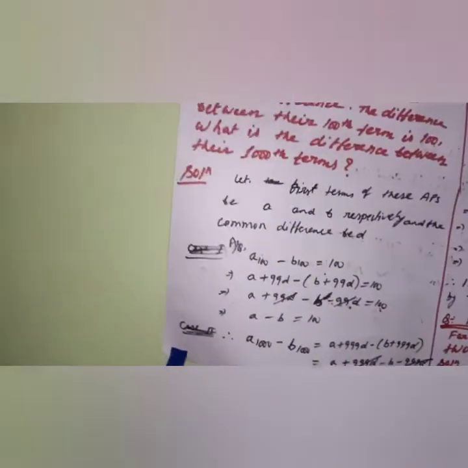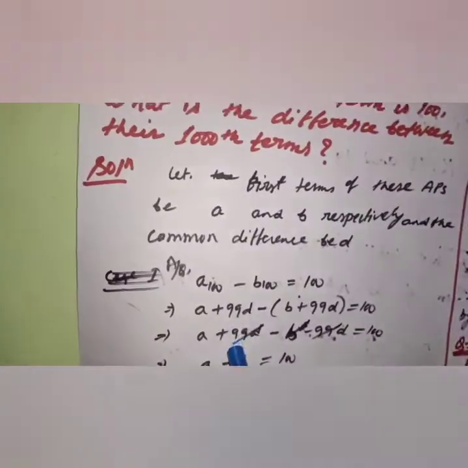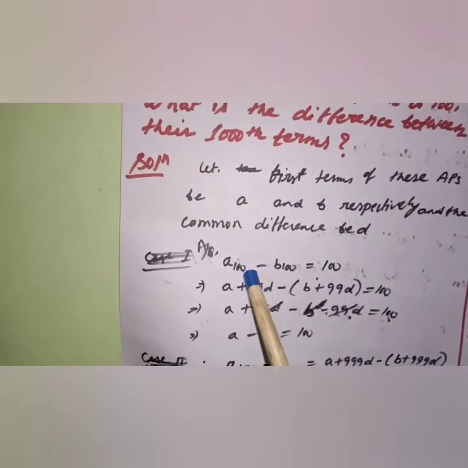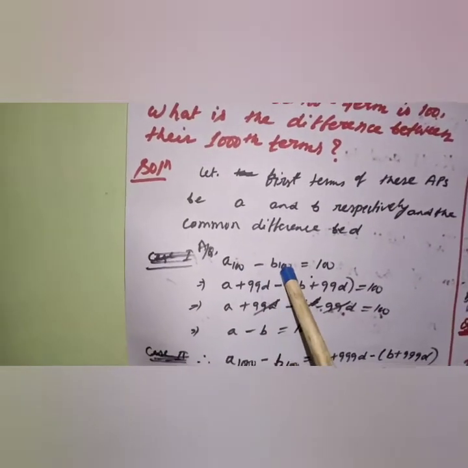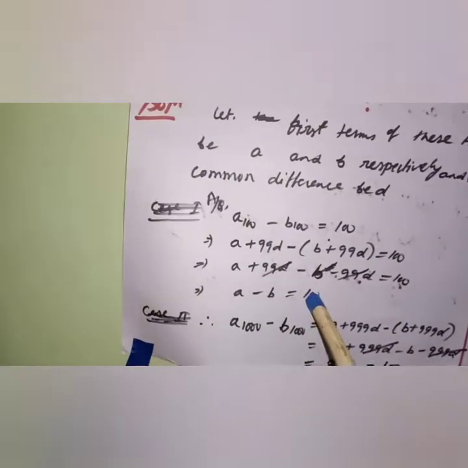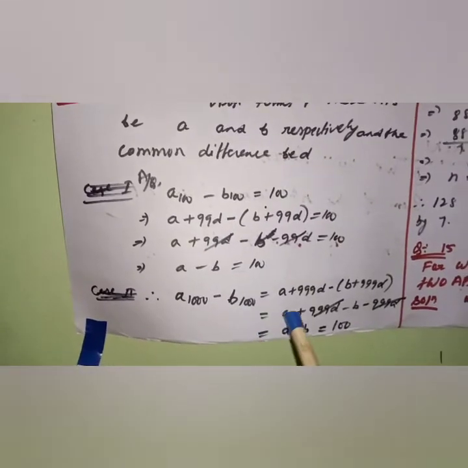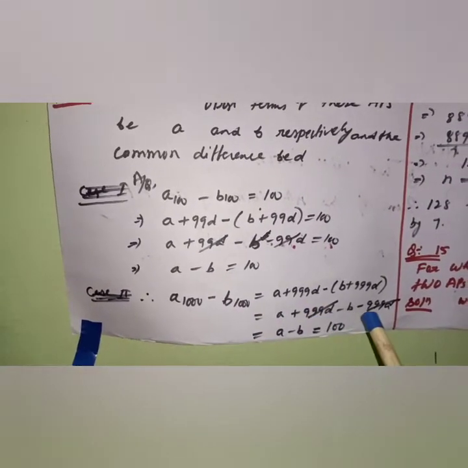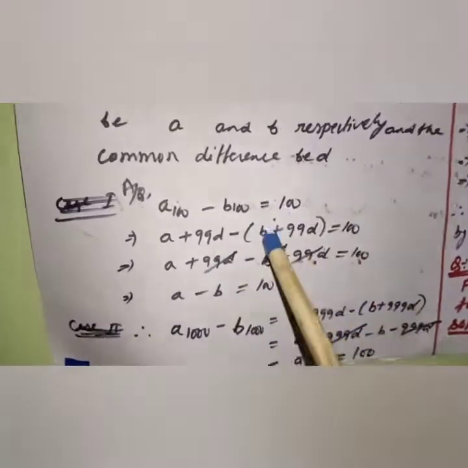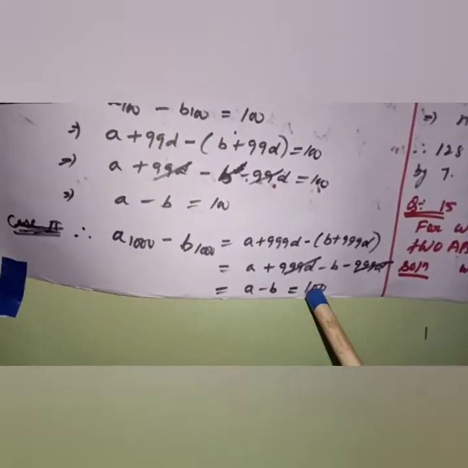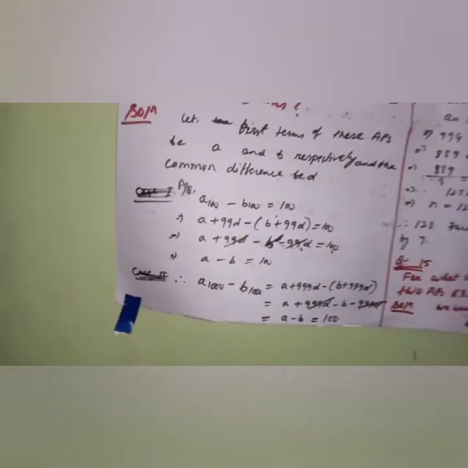This is very easy. We needed to find the difference between the 1000th terms. First of all, we got the difference between A100 minus B100, which gave 100 after simplification. Then when you wrote A1000 minus B1000, we got that 999d minus 999d cancel. What is left is a minus b. The same difference you can use here, a minus b. What is the difference? 100. So here also, in place of a minus b, it is 100. Understood?